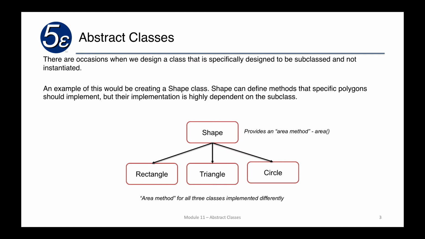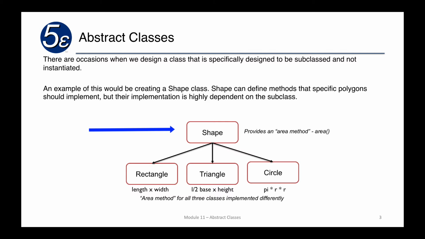There are occasions when we want to design a class that is specifically designed to be subclassed and not instantiated. So we have this concept called shape. Within shape we say that all shapes should have an area method. Nothing else needs to be defined other than that. And from shape, we would say rectangle is a kind of shape, triangle is a kind of shape, and circle is a kind of shape. So the area method for all three subclasses is implemented differently. This is length times width, this is 1/2 base times height, and this circle is pi r squared.